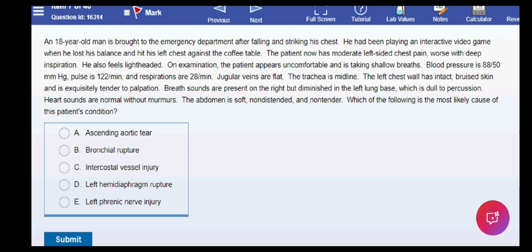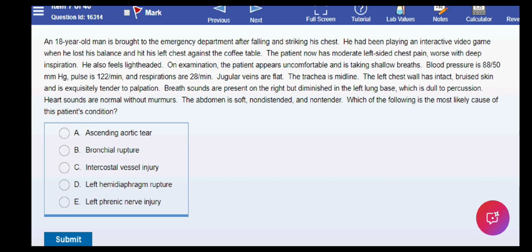So, we have here, let's continue. We have an 18-year-old man brought to the emergency department after falling and striking his chest. He has been playing an interactive video game when he lost his balance and hit his left chest against the coffee table. The patient now has a moderate left-sided chest pain, worse with deep inspiration. He also feels lightheaded, meaning loss of vascular tone or loss of blood supply.